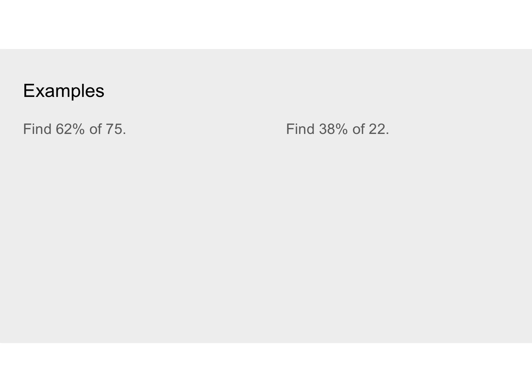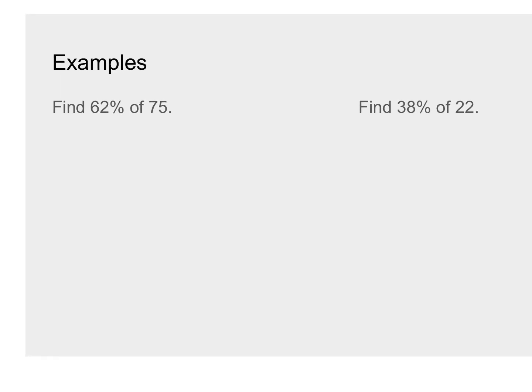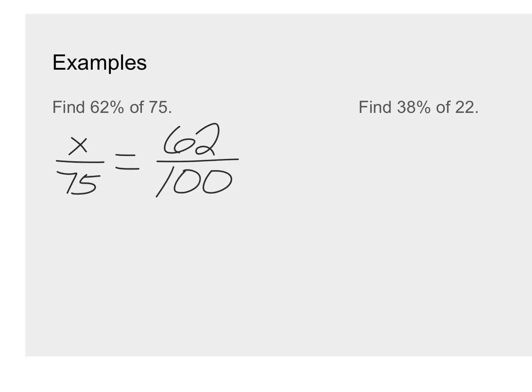Let's set up one of these together. Find 62% of 75. Dead giveaway. 62% over 100. 75 is on the bottom. X is on top. We're trying to find the part of 75 that is 62%.